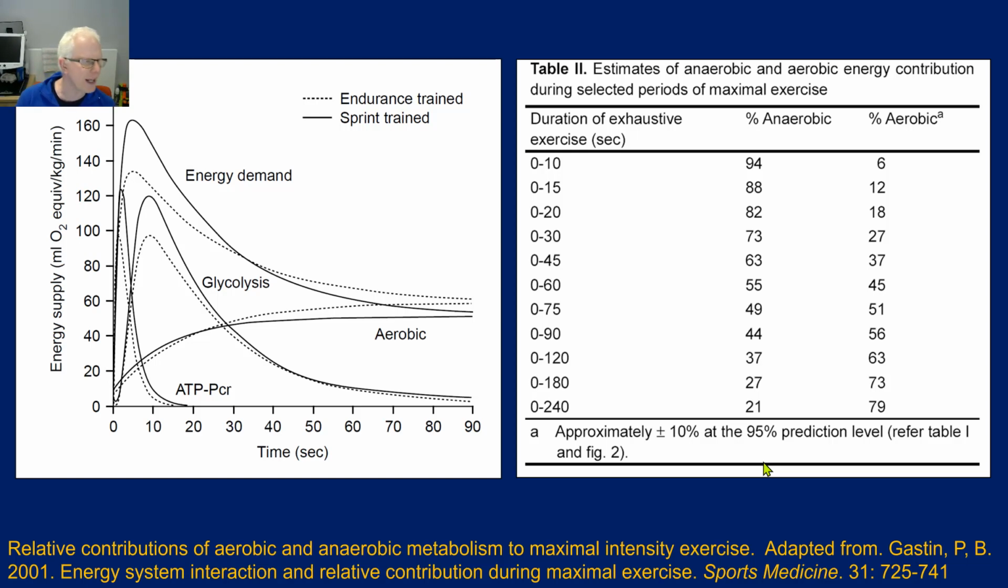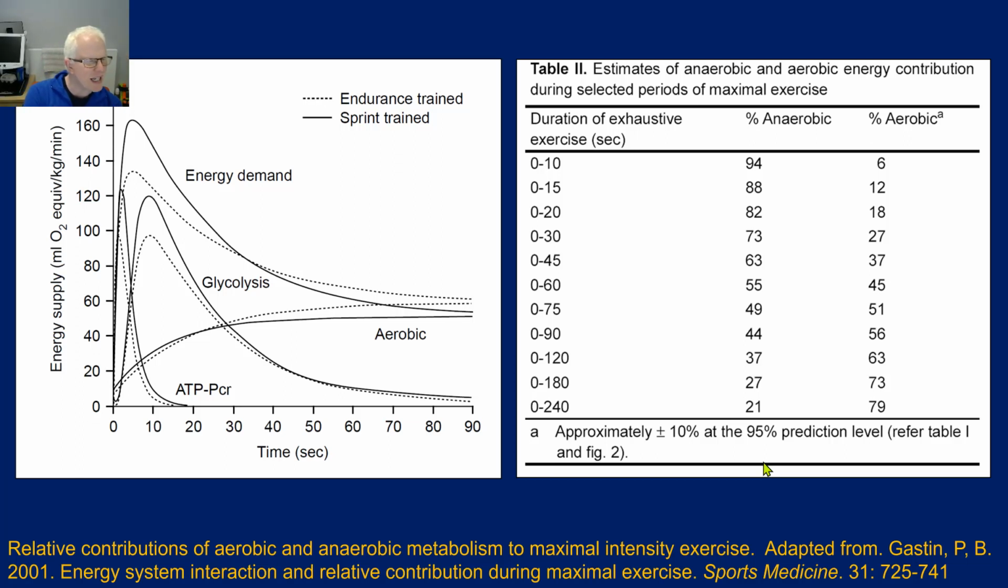So it's flat out. And what you can see is the difference in the relative contribution from the aerobic and anaerobic metabolism in endurance and sprint-based athletes. So sprint-based are more anaerobically honed, and endurance-based are clearly more aerobically honed athletes.